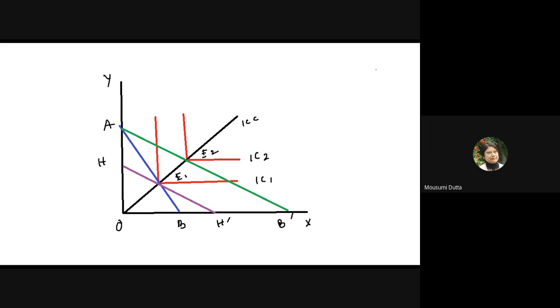Similarly, if we move up vertically, the quantity of X remains fixed and that of Y goes up, then also the utility level remains the same.